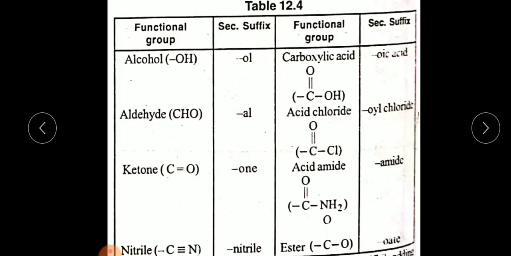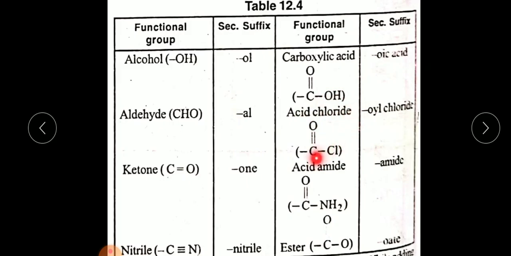Next, other functional groups. For example, if you have alcohol, then the secondary suffix at the end is ol. Aldehyde, this is very important, we need to know. As a note, you can make this table in your notebook from whatever we discussed. So alcohol, OL; aldehyde, CHO, is written as al at the end. Ketone is written as one. Nitrile or cyanide is written as nitrile. A carboxylic acid having this group, C double bond OOH, is written as oic acid.